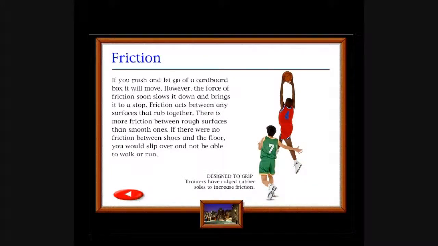If you push and let go of a cardboard box, it will move. However, the force of friction soon slows it down and brings it to a stop. Friction acts between any surfaces that rub together. There is more friction between rough surfaces than smooth ones. If there were no friction between shoes and the floor, you would slip over and not be able to walk or run. Designed to grip, trainers have ridged rubber soles to increase friction.